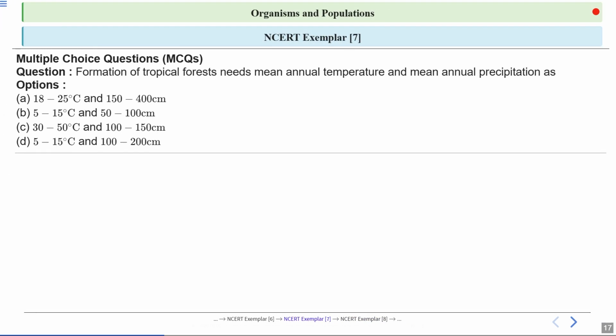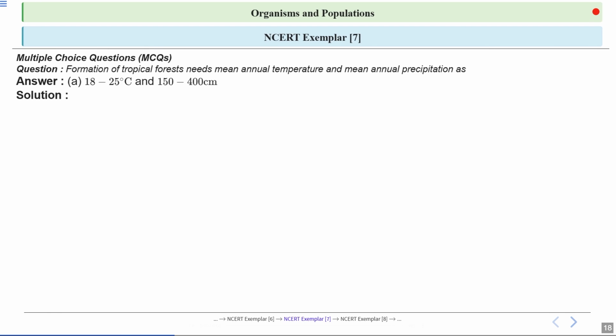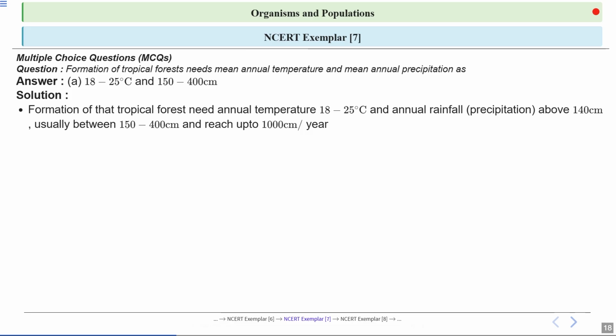Next question, formation of tropical forest needs mean annual temperature and mean annual precipitation as. So we have these 4 options A, B, C, D. You have to choose the correct answer. The temperature and mean annual precipitations are given to you. You have to select the correct answer. Let's have a look at the answer. Option number A is the correct answer. Now let's have a look at the explanation.